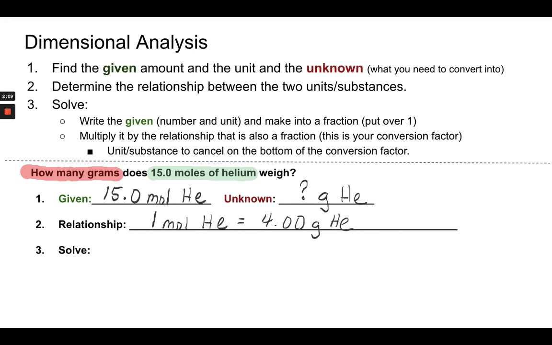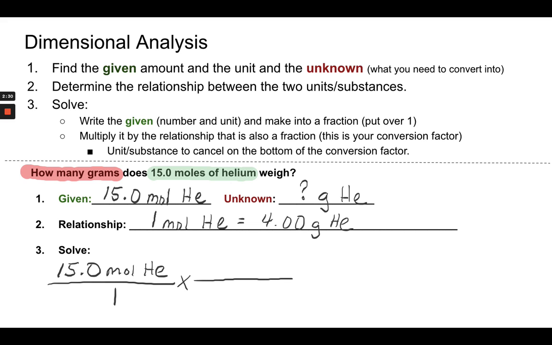Finally, we're going to solve. The first step in solving a problem like this is to write the given with the number and the unit and make it a fraction by putting it over the number 1. Then you're going to multiply it by the relationship, and you're going to set this up as a fraction as well.